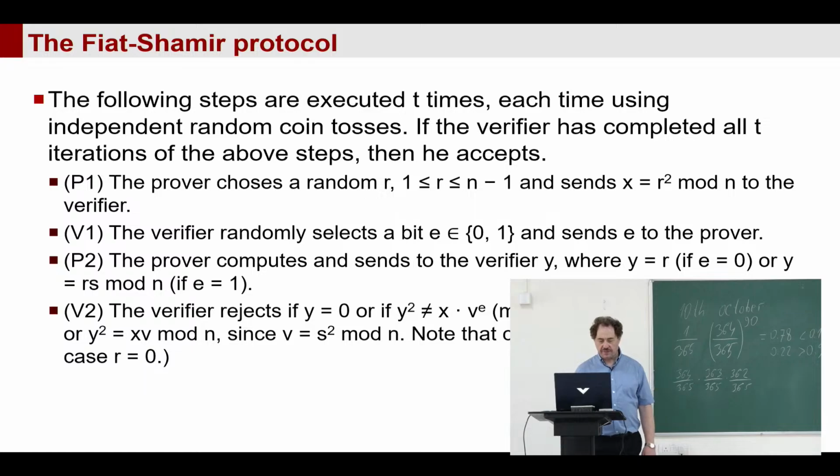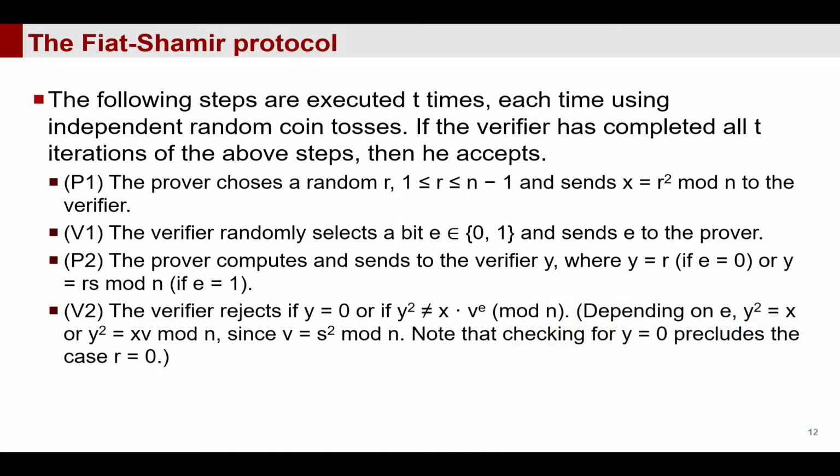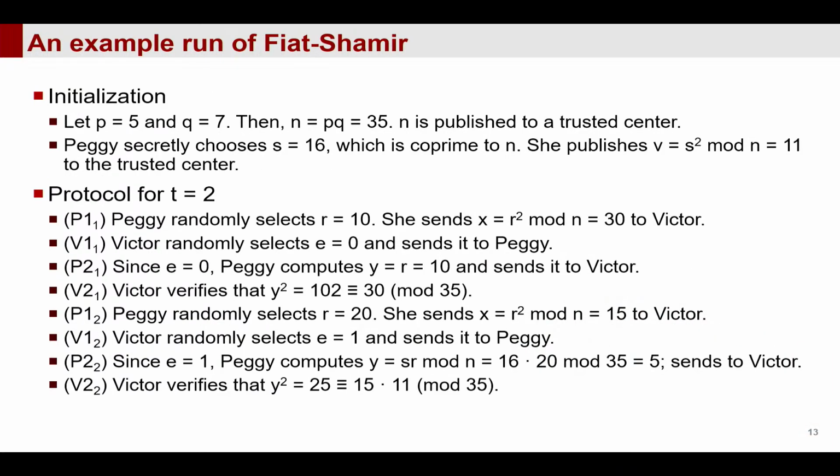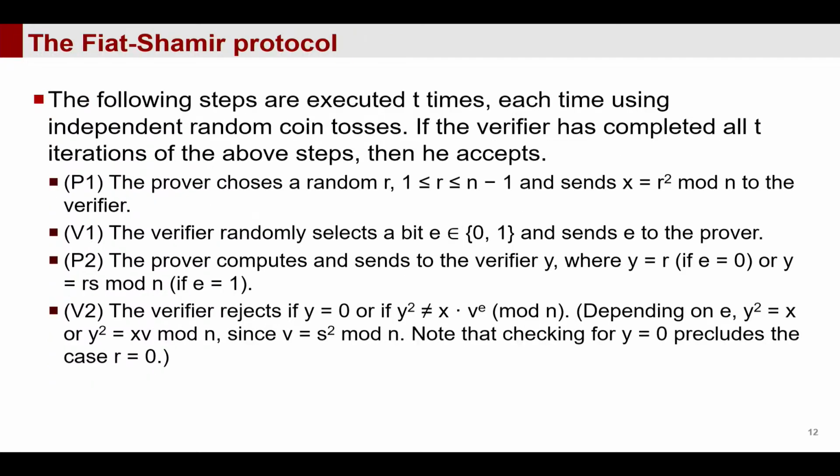Then the verifier checks the following. If y is equal to 0, or if y squared is not equal to x times v to the e modulo n, then the verifier rejects. Otherwise, the verifier accepts, and we go to the next iteration. It's a bit involved, right? So let's take a look at a running example.